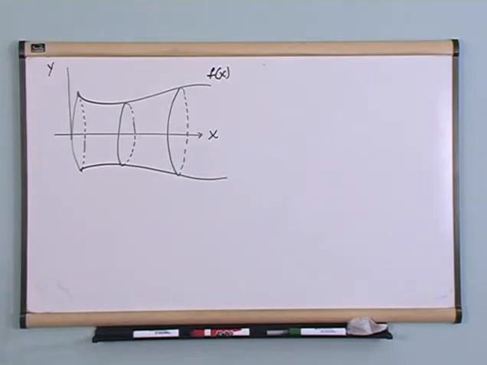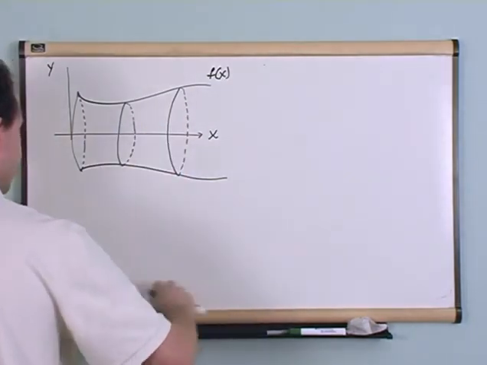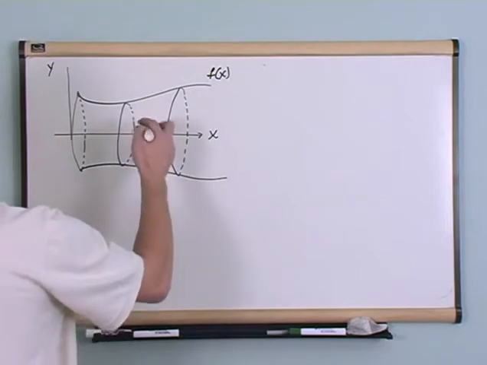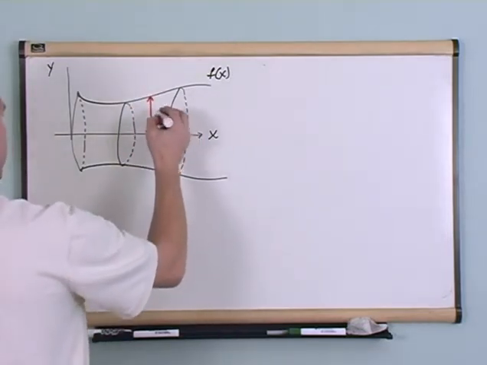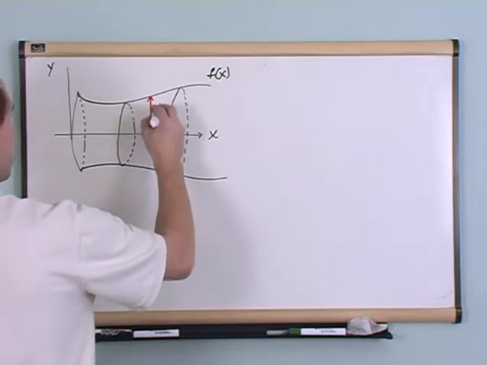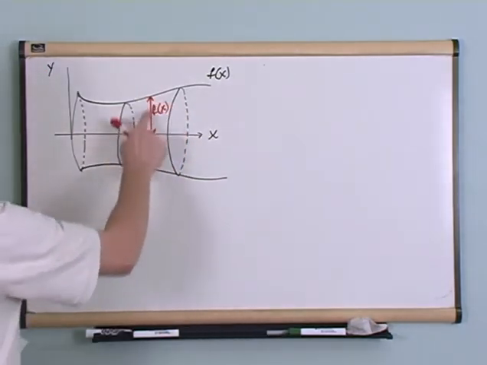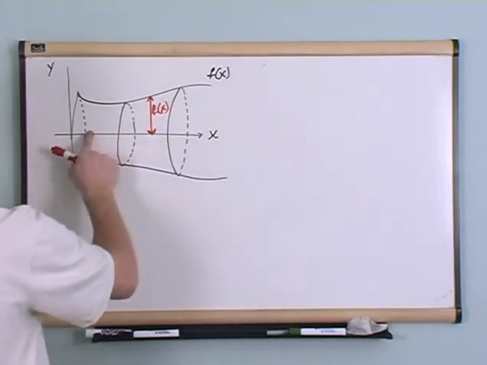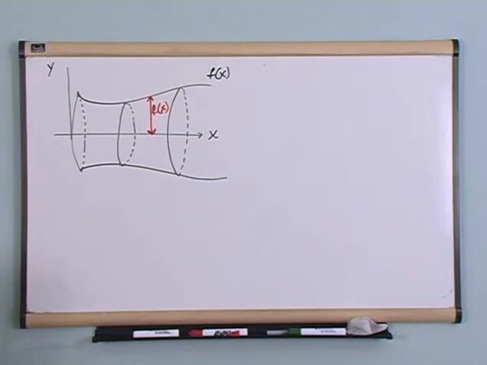Well, if you think about it, by definition, what is the distance between here and here? Well, this is simply f of x. That's by definition what it means. At every value of x, this is f of x, and over here this is f of x, and over here this is f of x. That's what the function does. It tells you what the value of f is at various values of x.